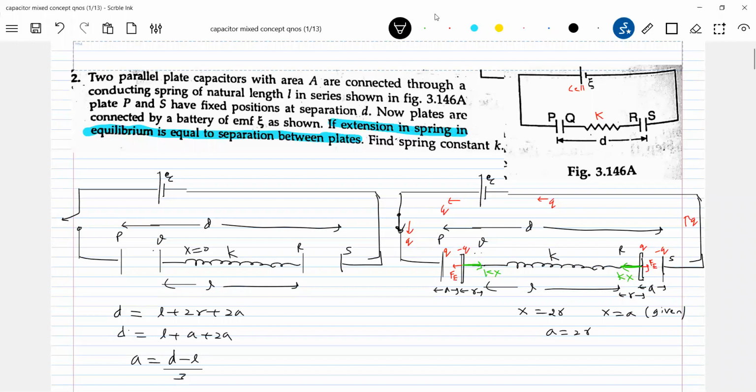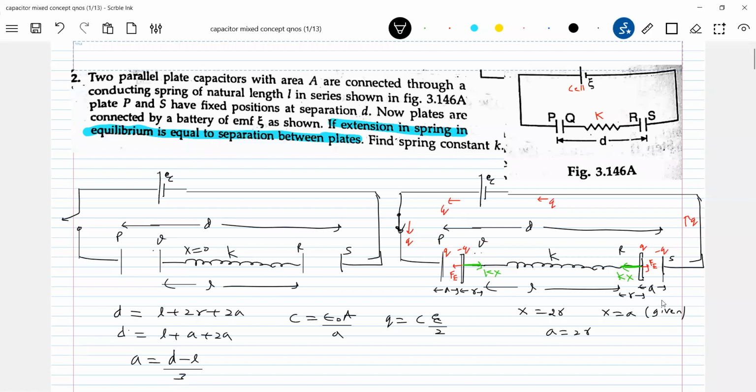Okay, this is the separation between the plates. So what is the capacitance of each plate now? C is equal to epsilon naught A by d. Then what is the charge deposited? C into E by 2. Why E by 2? Because they are in series and they're having the same capacitance.